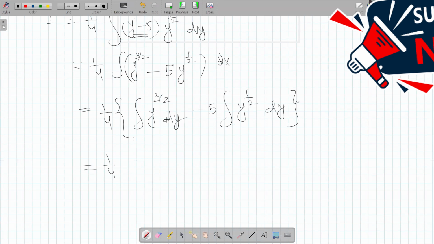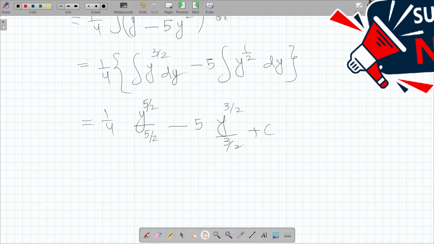So y power 3 over 2 can be integrated by the simple power rule. What will it be? y power 5 over 2 divided by 5 over 2, minus 5 times y power 3 over 2 divided by 3 over 2. So 2 will be cancelled with this 2.